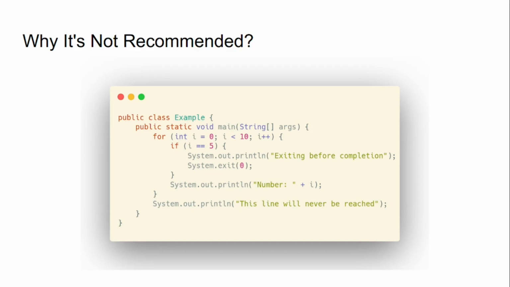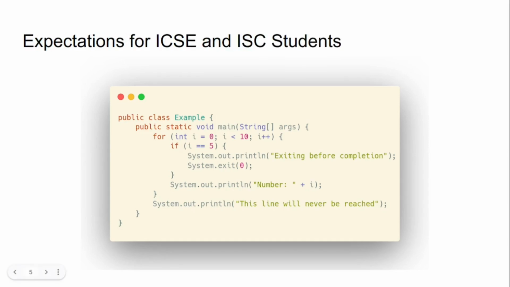In an academic setting like ICSE and ISC, showcasing your ability to gracefully handle program flow is crucial. For ICSE and ISC students, demonstrating sophisticated control over program flow is key. Examiners look for how you use loops, conditionals, and other structures. The abrupt ending with System.exit(0) doesn't demonstrate your problem-solving skills or programming skills effectively. It's like answering a complex math problem with a simple "it can't be done." It shows neither your work nor your understanding.